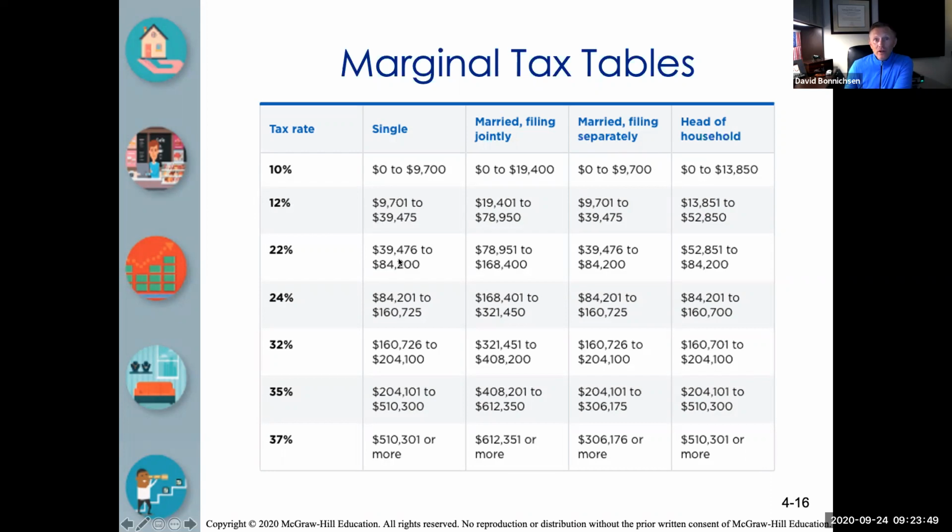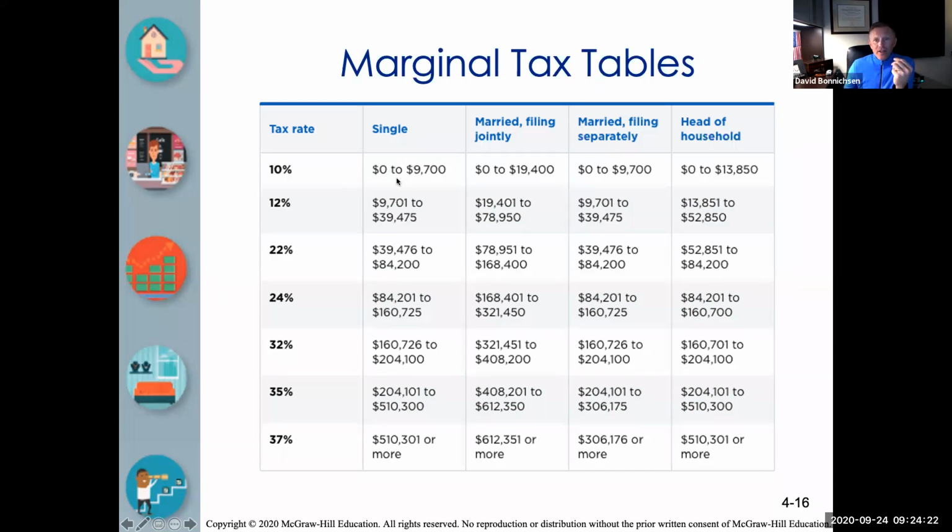And then the third layer of tax that you owe relates to the 22% tax bracket for the dollars that exist within that tax bracket. That would be if you take 52,000 and subtract 39,476, you're looking at $12,524 at 22%. So you have three layers of taxes.